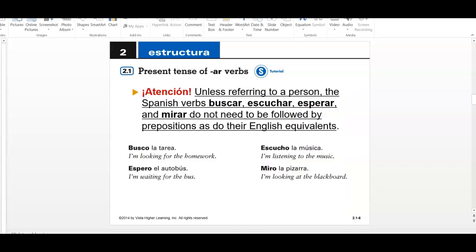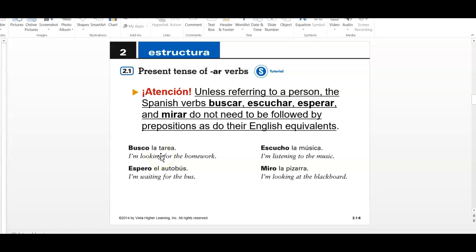So moving on, it says, unless referring to a person, the Spanish verbs buscar, escuchar, esperar, and mirar do not need to be followed by prepositions as do their English equivalents. So if we look here, it says busco la tarea. So I'm looking for the homework. So in this case, we have our preposition.